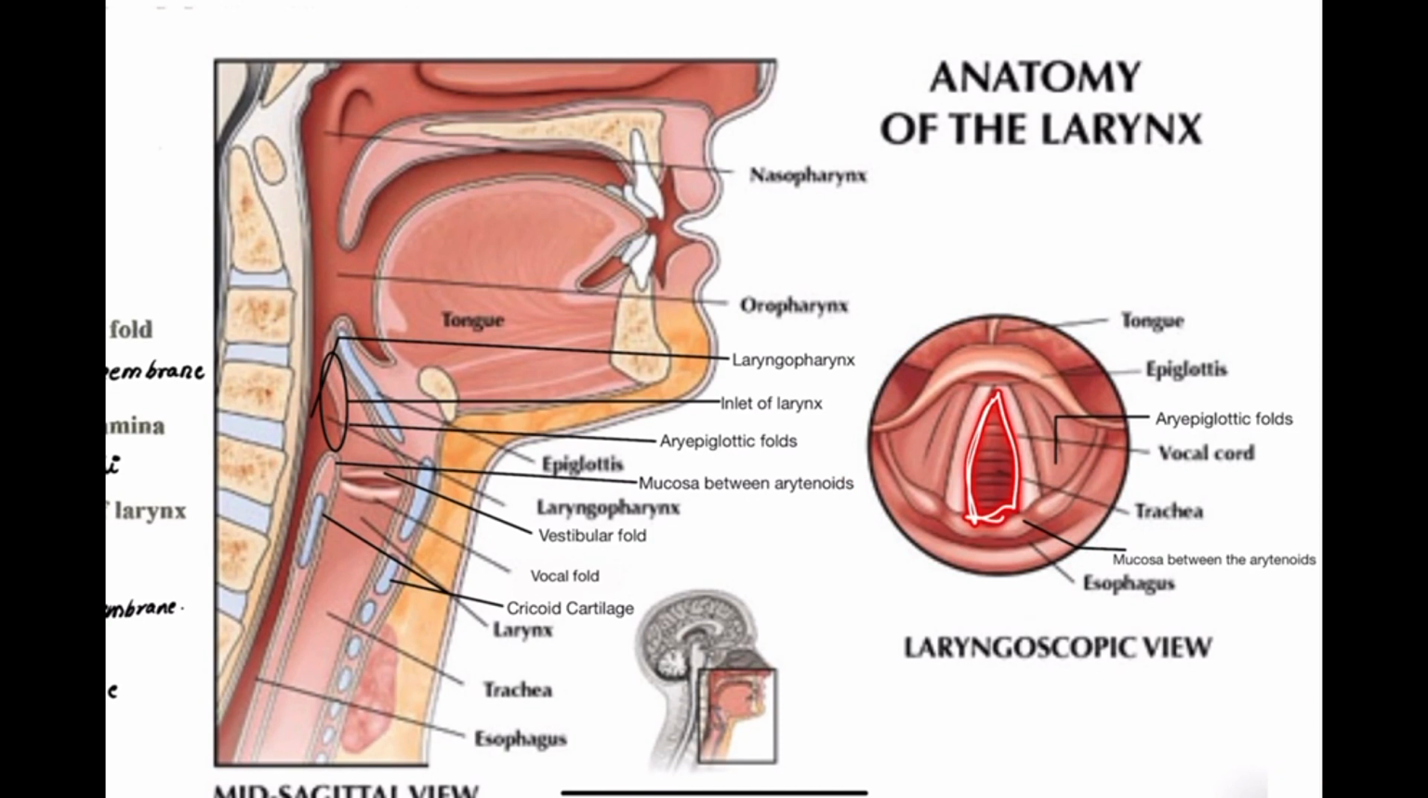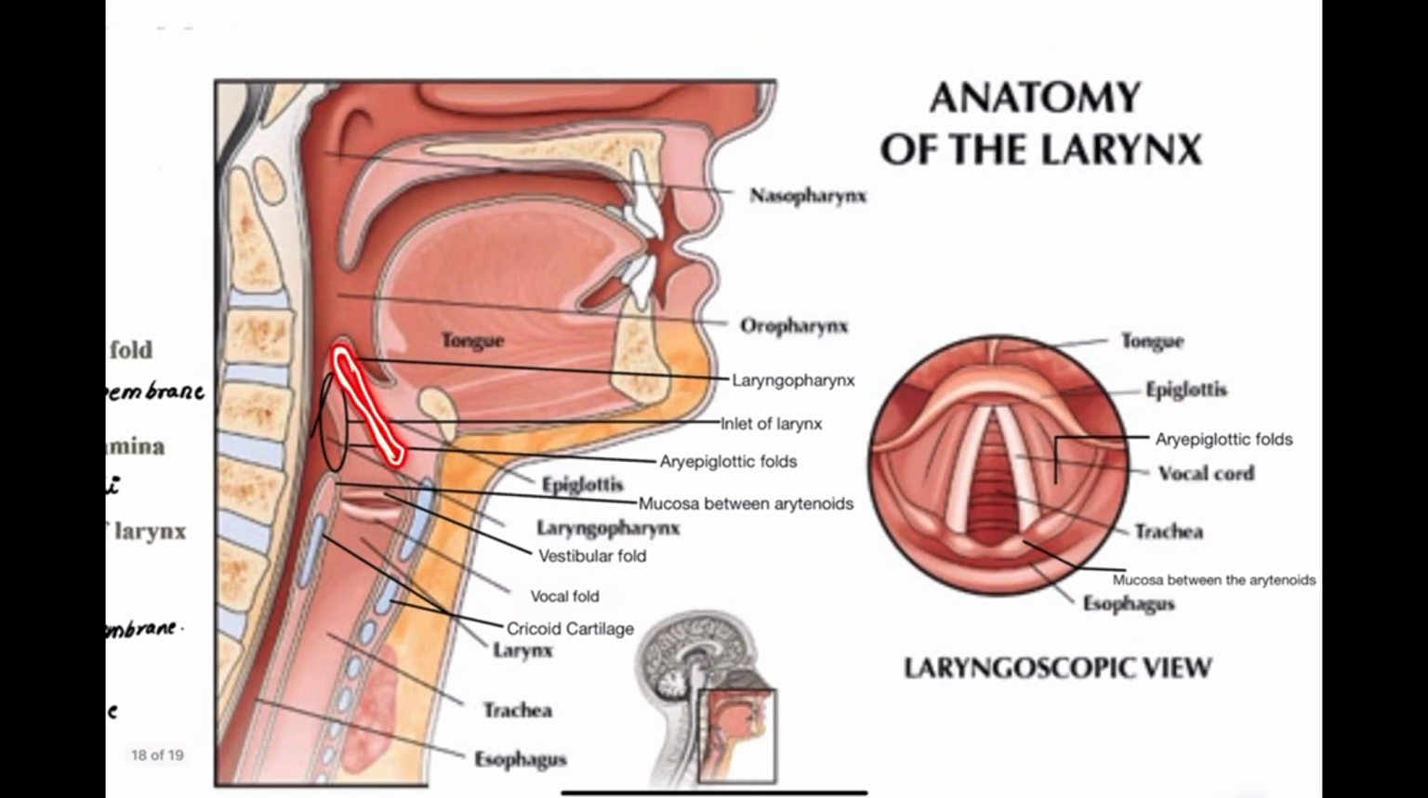This is the inlet of the larynx, and this is the lateral part, anterior and posterior. Anteriorly, the inlet of the larynx is bounded by the epiglottis. You can see it in this image. While posteriorly, you can see the mucous membrane between the arytenoid cartilages.